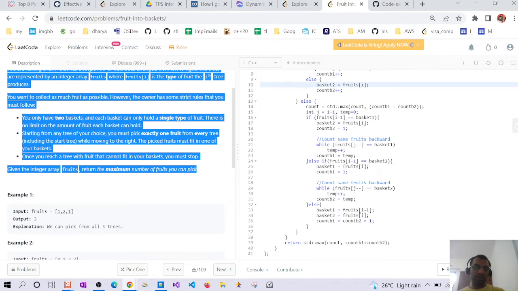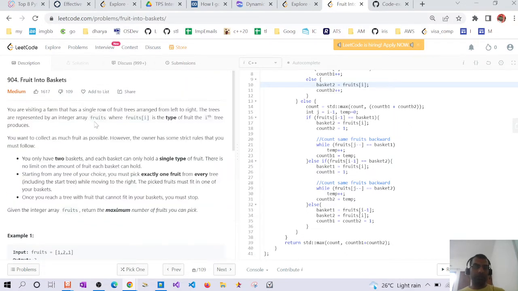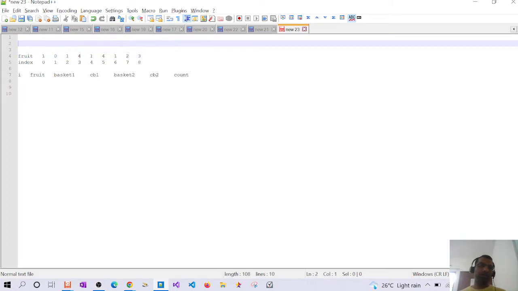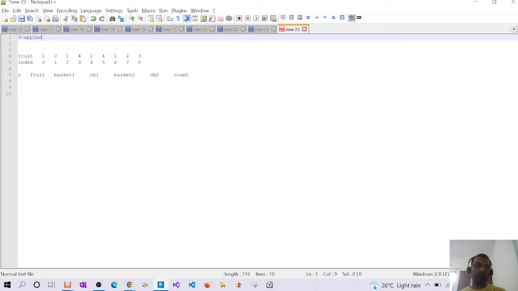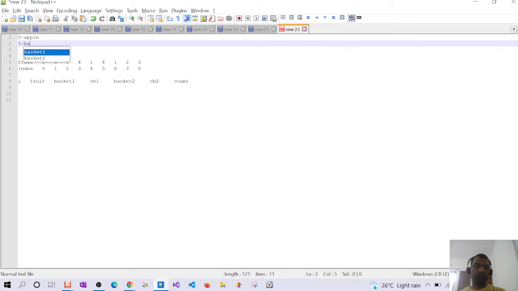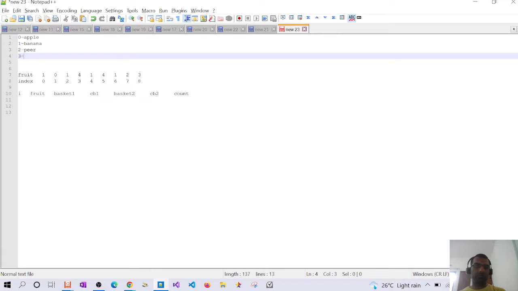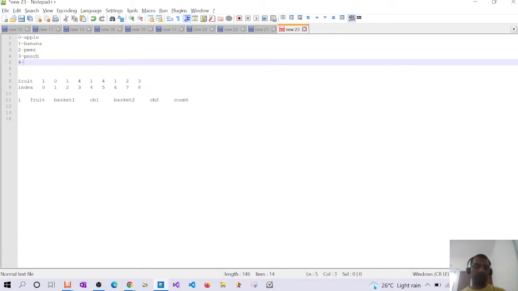The question says that we are visiting a farm in which all the trees are in a single row, arranged from left to right, and trees are represented by the integer array fruits, and fruits[i] means the type of fruit on the ith tree. It's a type of fruit. For example, we can think of 0 as apple, 1 as banana, 2 as pear, 3 as peach, 4 as guava, or some sort of things, right?